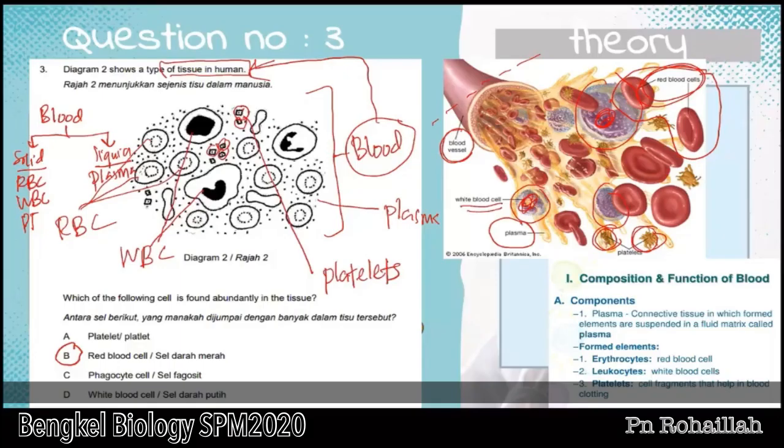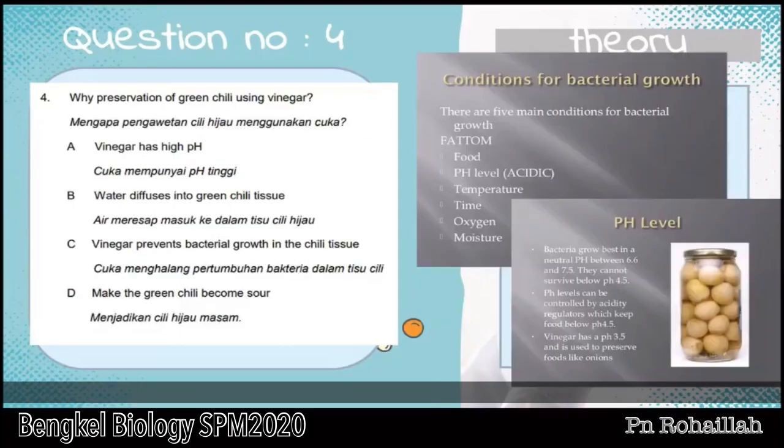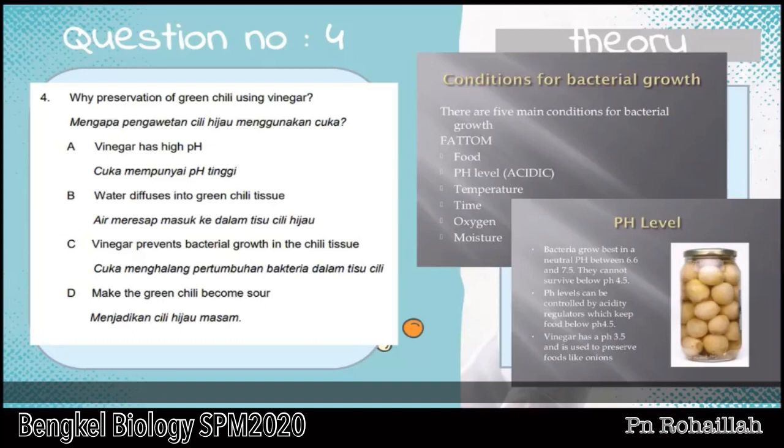Okay, question number 4, still page number 3. Okay, number 4. Why preservation of green chili using vinegar? So I want you to underline the word vinegar. Sudah? Okay, so vinegar, can you tell me what is the pH value? What is the pH for the vinegar? So vinegar is acid. So the pH is lower.